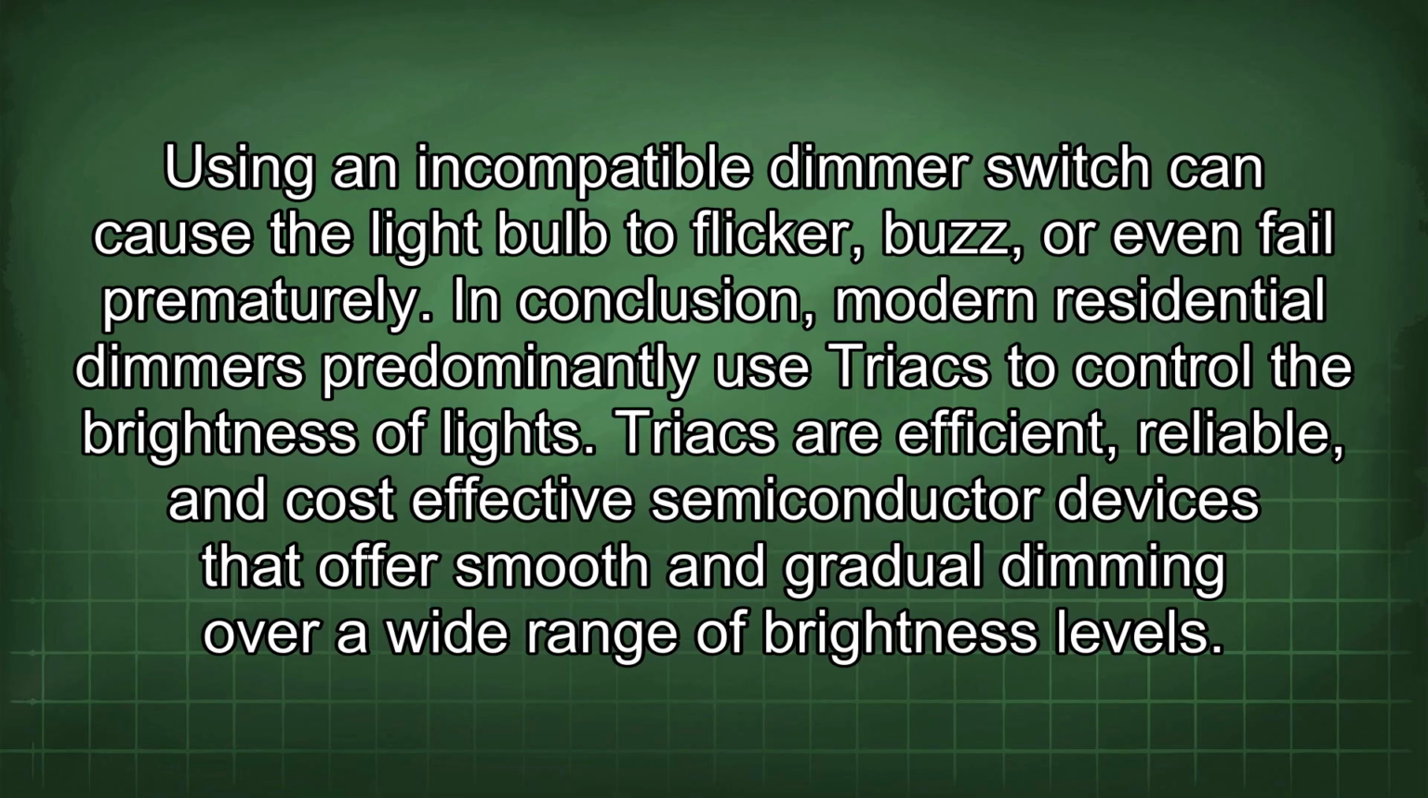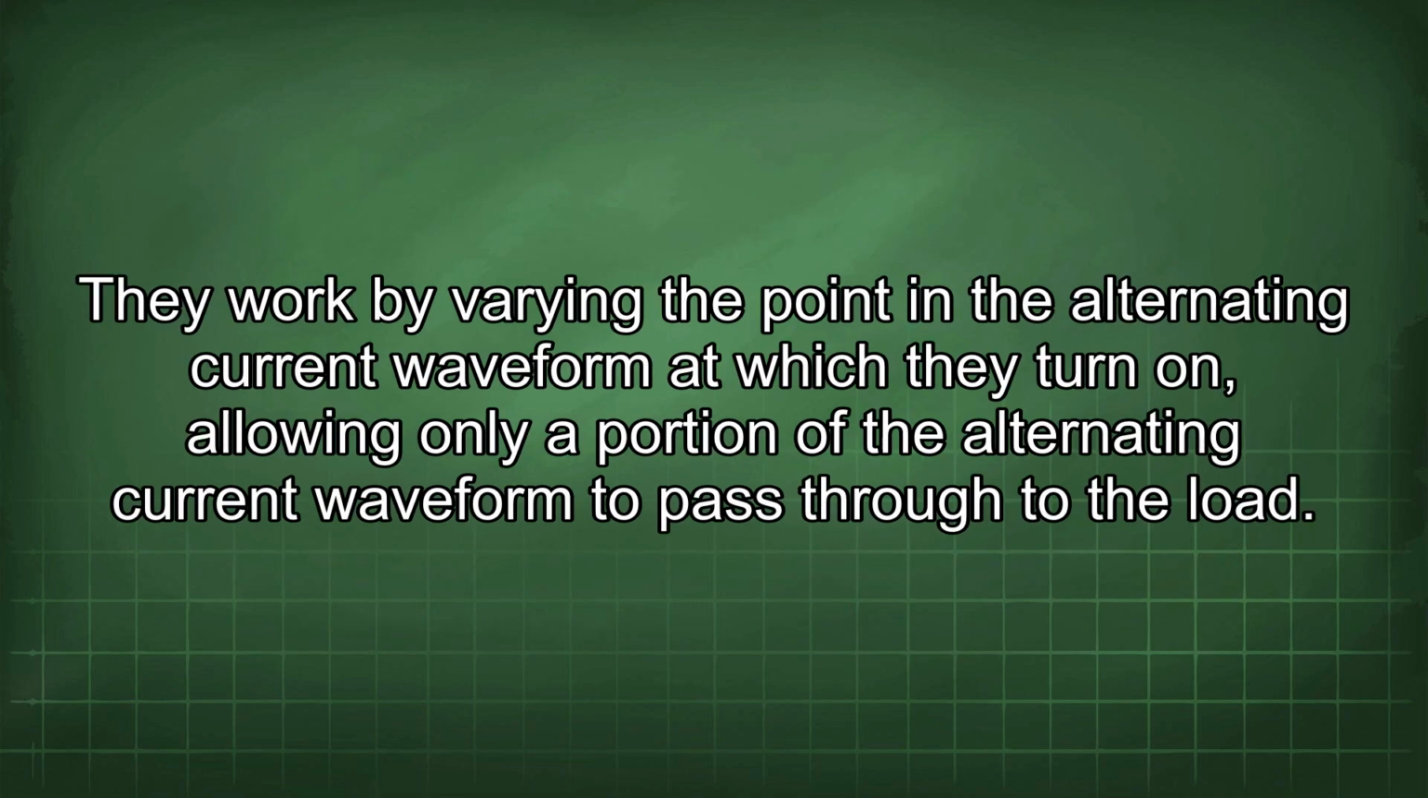In conclusion, modern residential dimmers predominantly use triacs to control the brightness of lights. Triacs are efficient, reliable, and cost-effective semiconductor devices that offer smooth and gradual dimming over a wide range of brightness levels. They work by varying the point in the alternating current waveform at which they turn on, allowing only a portion of the alternating current waveform to pass through to the load.